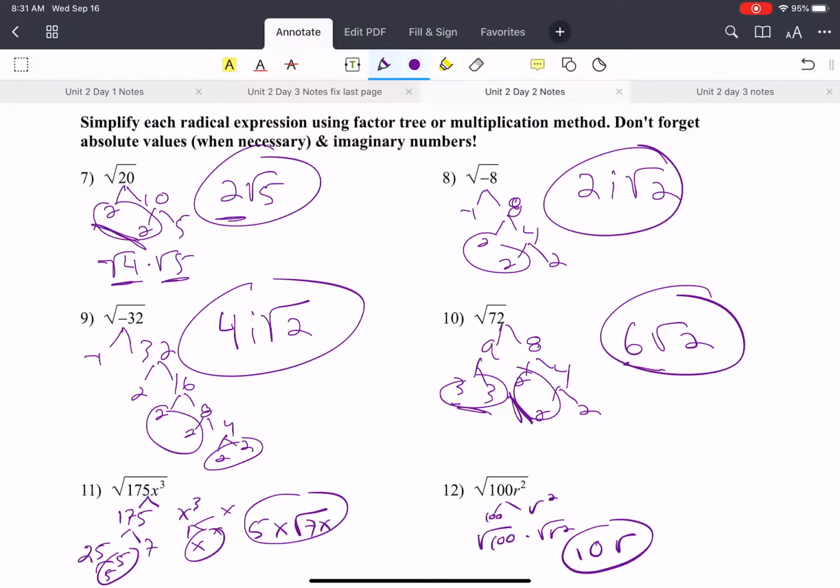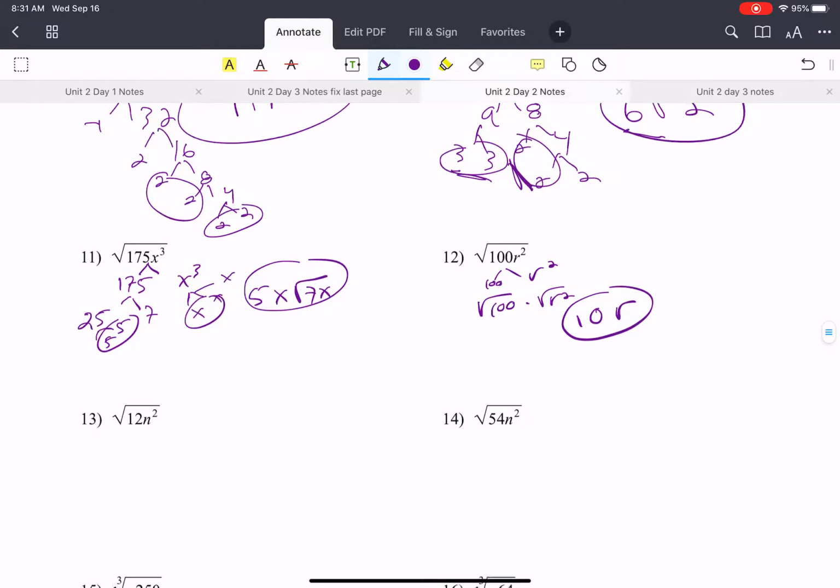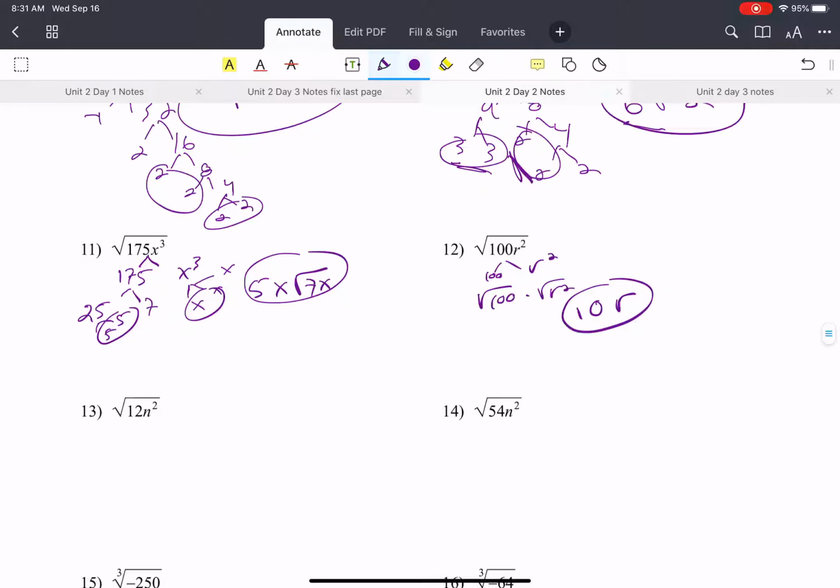Okay, let's look at number 11. I had a pair of x's, so that came out, but there was still 1 left over. Why is there no radical anymore on number 12? Because it's a perfect square. Everything fit into a pair, so it's a perfect square. For number 12, it should have been just 10r, because if everything fits into a pair, then there's no need to have the square root anymore. Same reason why on like the square root of 100, that's 10, right? I don't have a radical anymore.